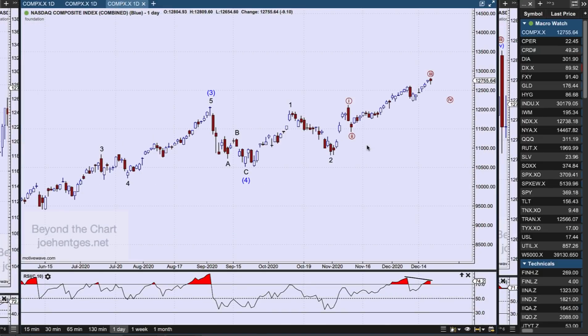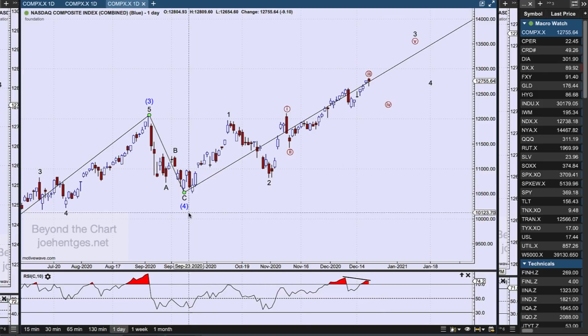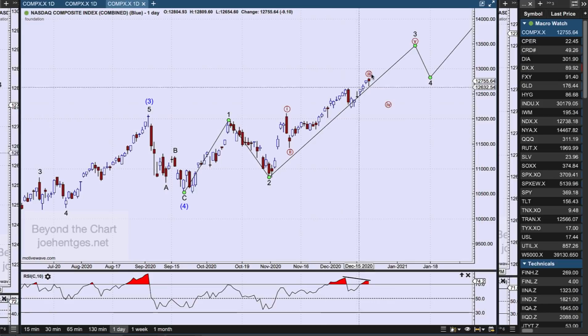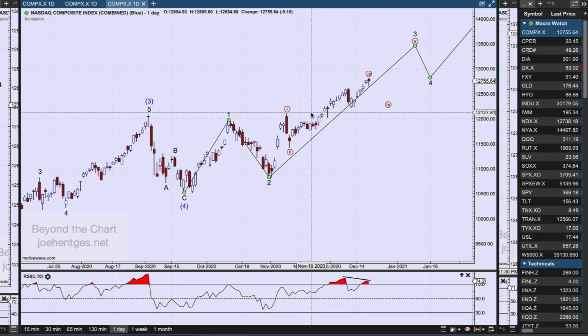Now, this is a daily view. And right now, I'm counting off this low. Let me get my crosshairs back. We're looking at this low on September 21st. I think that was a fourth intermediate wave. And right now, we're trying to flesh out five minor waves up for the fifth and final intermediate wave. And right now, I think we are in the third of those five waves, the third minor wave. And I'm looking for five waves in an impulsive structure.